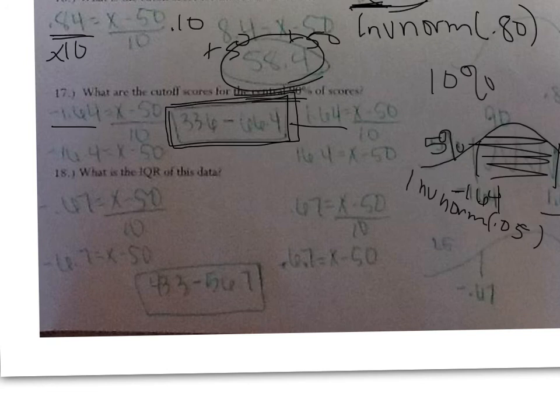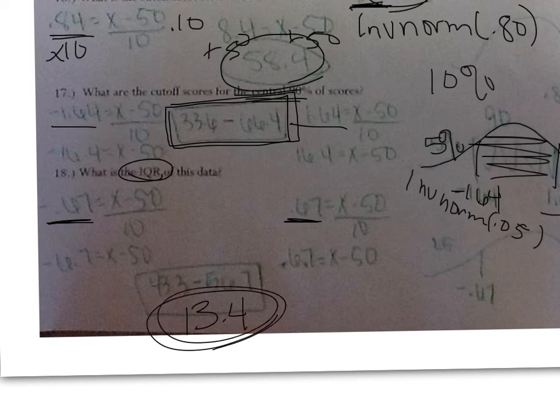Okay, IQR is the exact same way, only you're looking for the middle 50%, not the middle 90%, but you do the same thing. You find your z-scores, one of them is negative, one of them is positive. You solve backwards. Oops, I didn't finish this one. And you get your cutoff range just like you did over here, but for IQR, you actually do the subtracting. So 56.7 minus 43.3, and you get an IQR of 13.4.